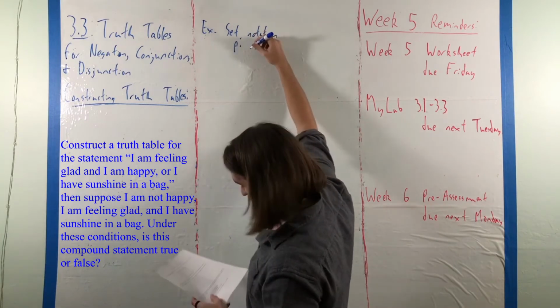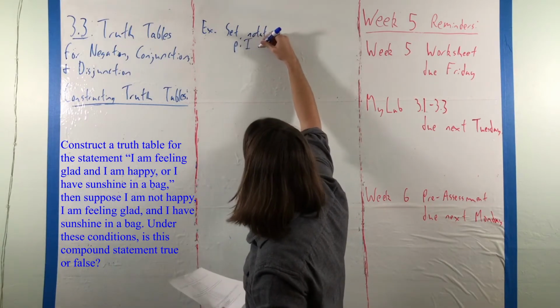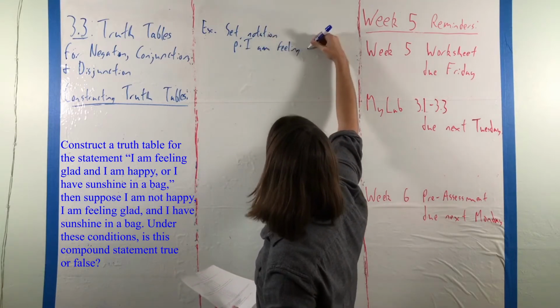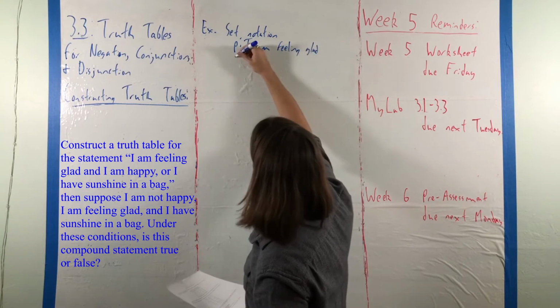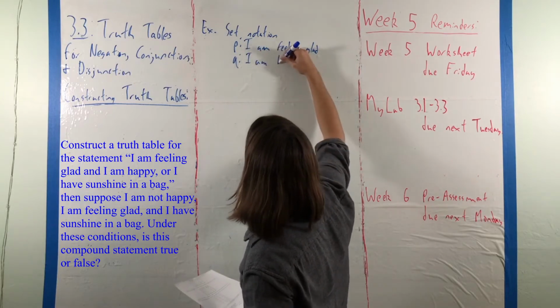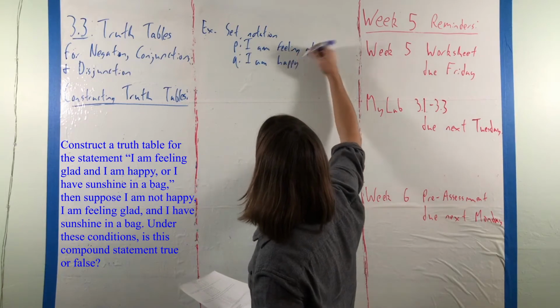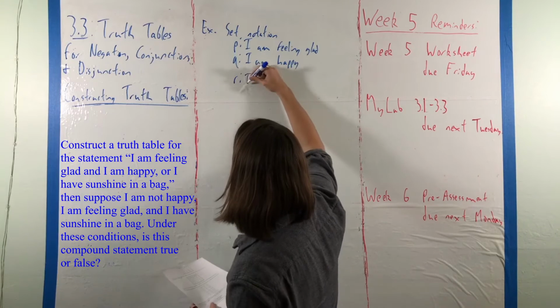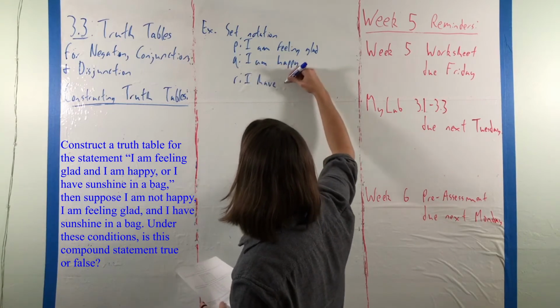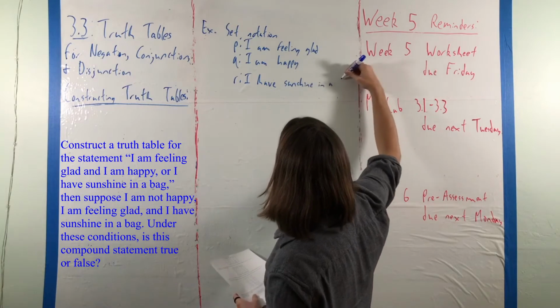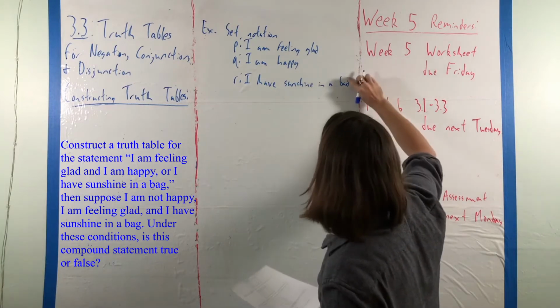So I'm going to say that P is the statement, I am feeling glad. Q is I am happy. And R is the statement, I have sunshine in a bag.